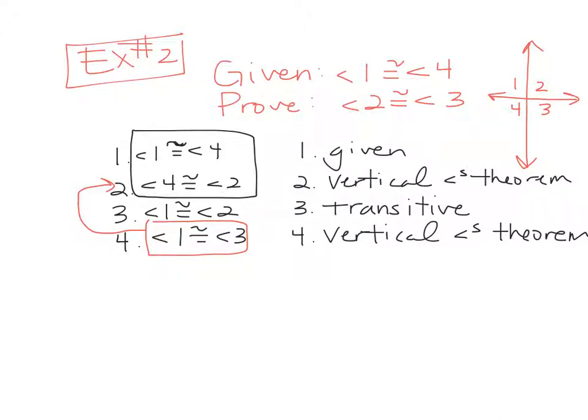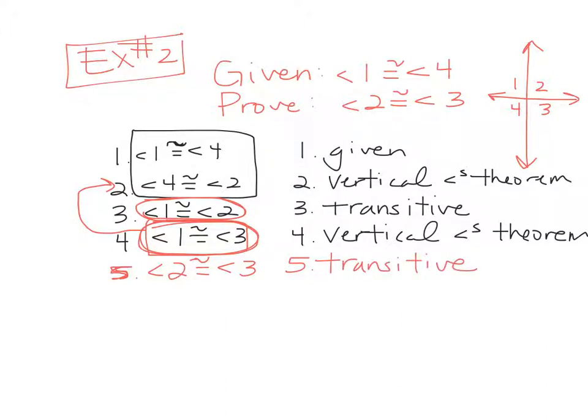So 1 is congruent to 3 by the transitive property, but now here's where we finish it off. So if 1 is congruent to 2 and 1 is congruent to 3, then what? Then 2 is congruent to 3 by, what is that? Transitive again. That's the transitive property. And notice that is what they asked us to prove, so we're done.